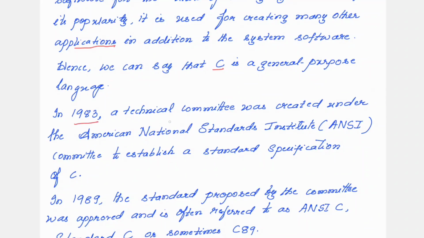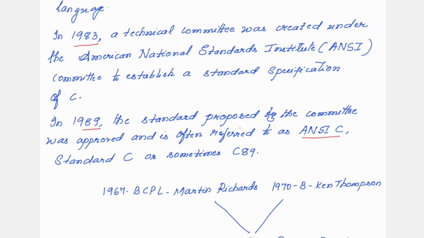In 1983, a technical committee was created under the American National Standards Institute to establish a specification of C. In 1989, finally the standard proposed by the committee was approved and it is referred to as ANSI C, Standard C, or sometimes C89.